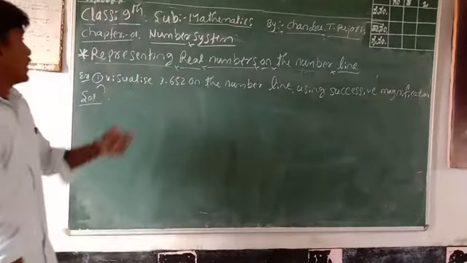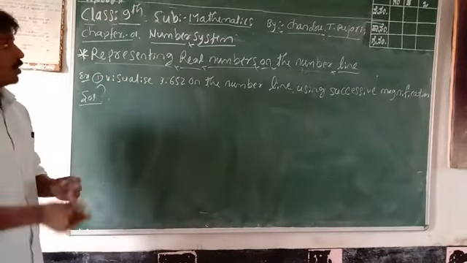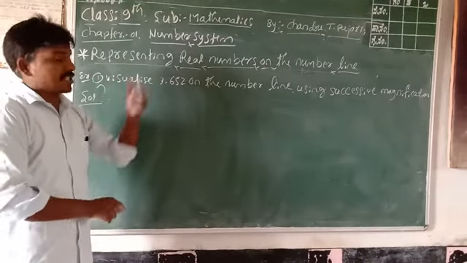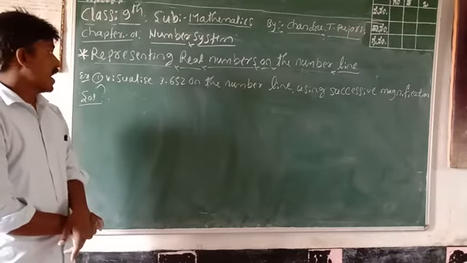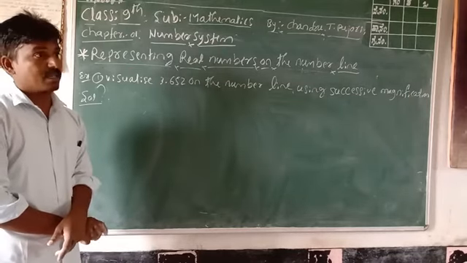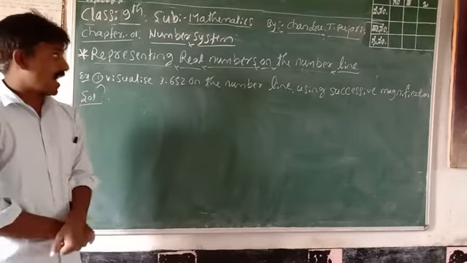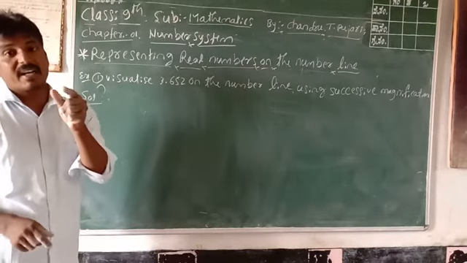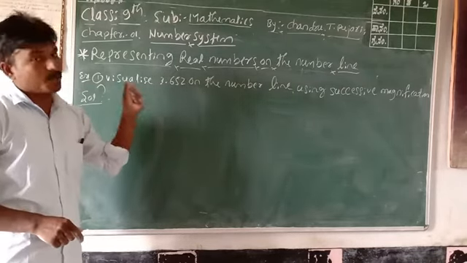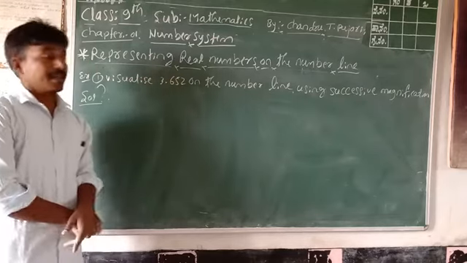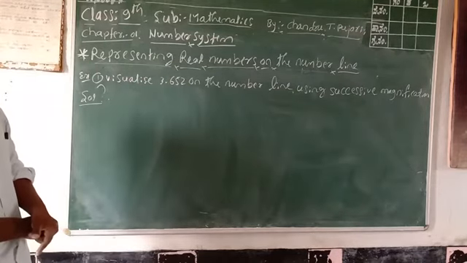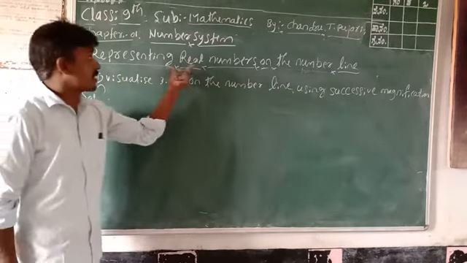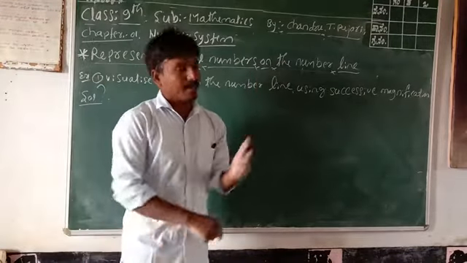Dear students, in your ninth standard, you learn more concepts in the number system: types of numbers, rational numbers, irrational numbers, irrational numbers on the number line, and also decimal numbers, decimals to fractions, and fractions to decimals. Today we will discuss only representing the real number on the number line.